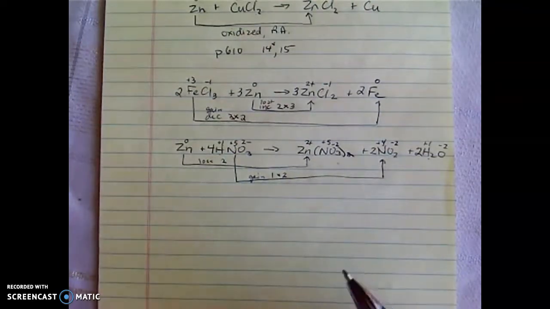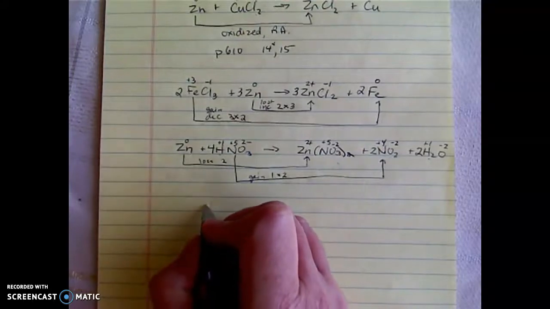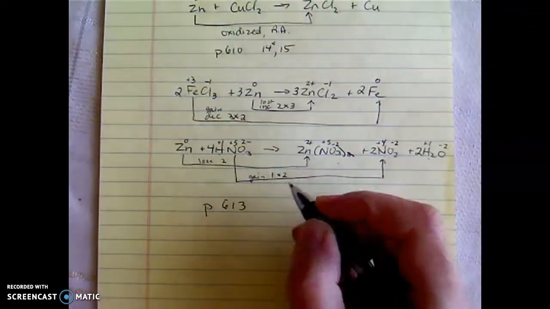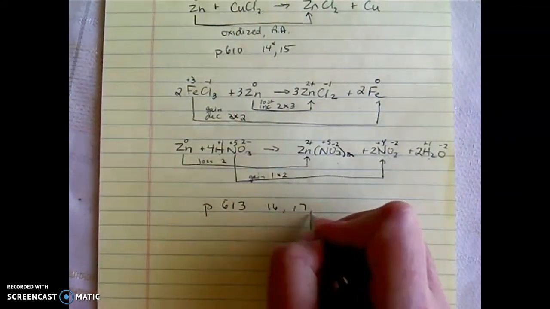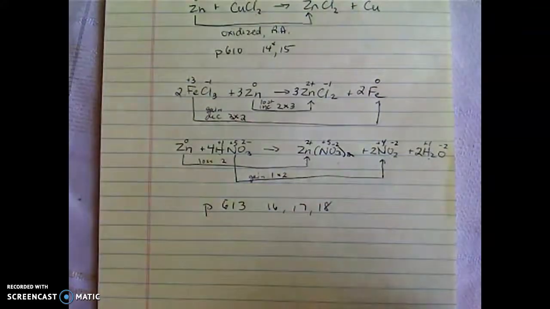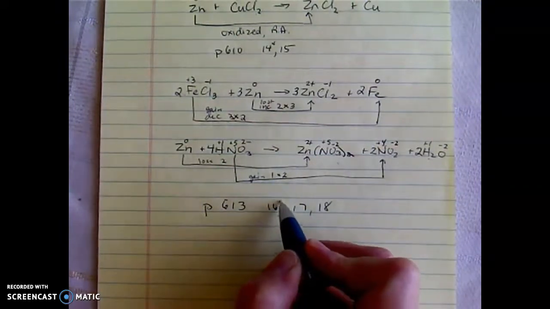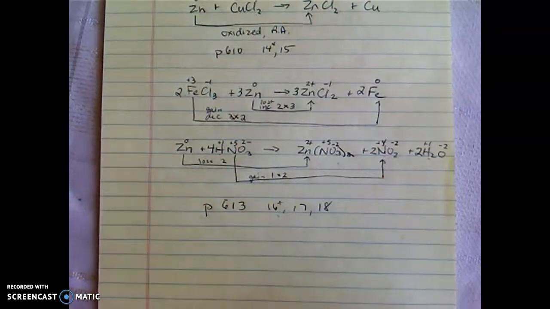So with that in mind, you can go and you can try a couple practice problems on page 613. You've got 16, 17, and 18. The answers for 16 are in the book, and then 17 and 18, if you need help with those, we can do that in a Zoom meeting. All right, good luck.